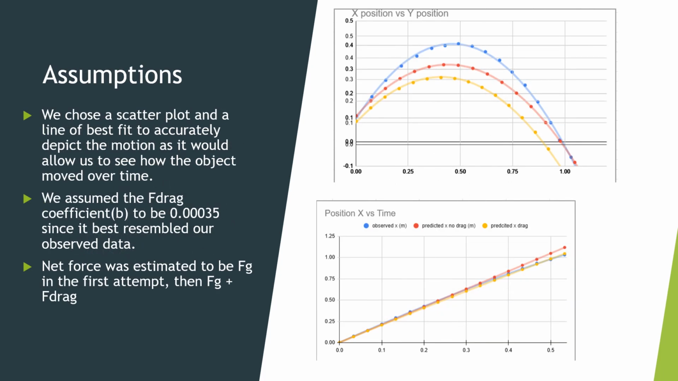We chose a scatter plot and a line of best fit to accurately depict the motion, as it would allow us to see how the object moved over time. As you can see, this is our trajectory graph, with the blue being our Tracker points and, in the bottom one, the yellow being our predicted motion with drag. For the top one, the red is our predicted motion with drag, and that's closer than our plain GlowScript code, which you can see.